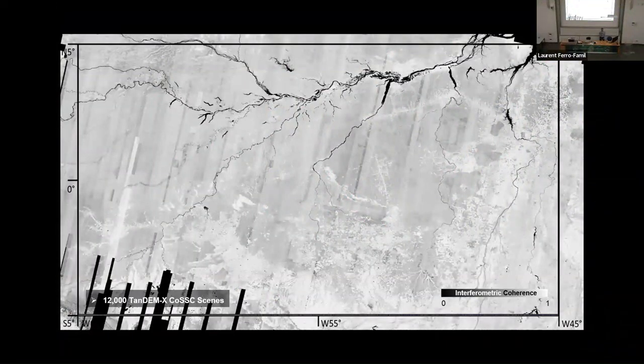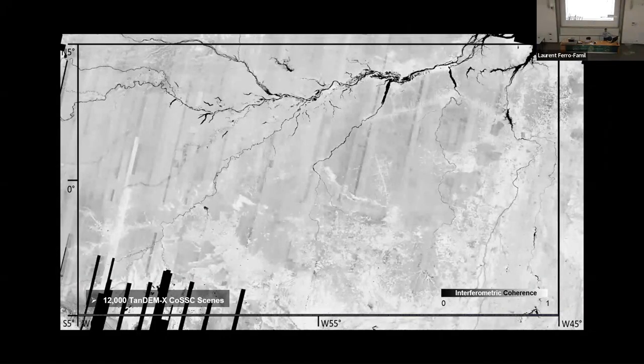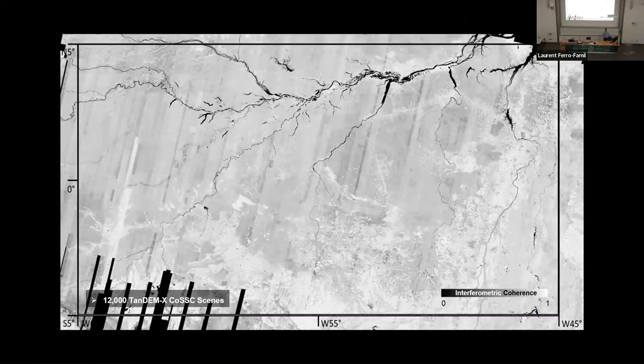And then we like to test this further, and then we move from just Gabon. We went to the Amazon, and we repeated the experiment by processing all the acquisitions in the Amazon, still with the GEDI waveforms. Then we got a mean profile with the GEDI waveforms. And basically for every TanDEM-X scene, there was a mean profile.